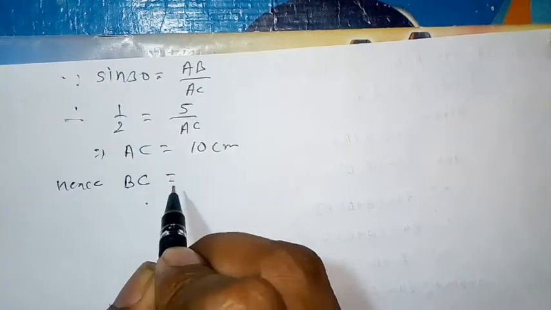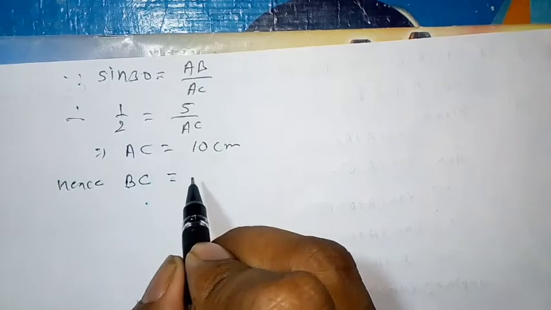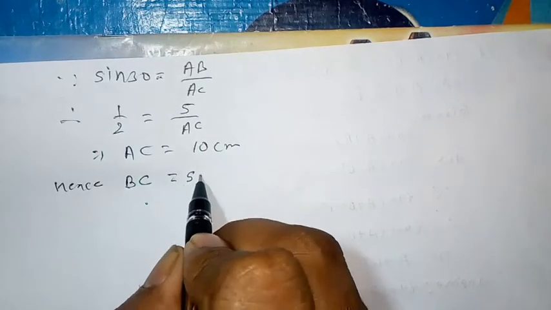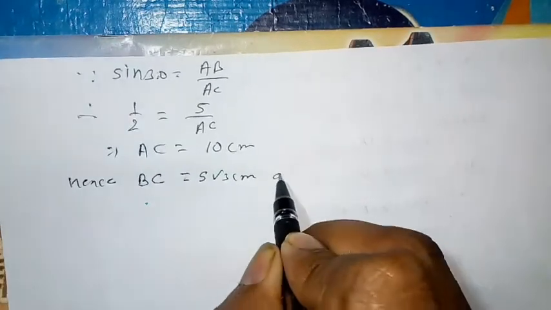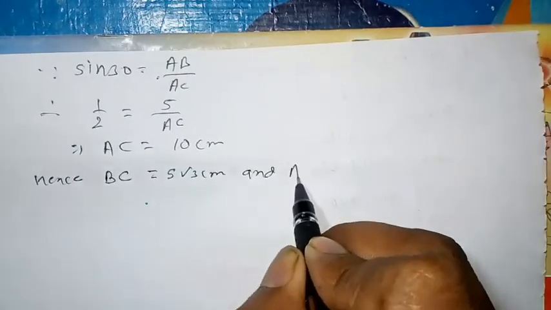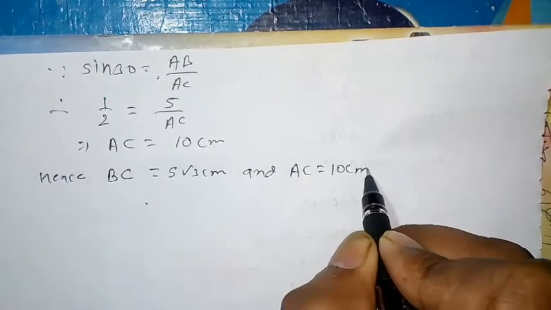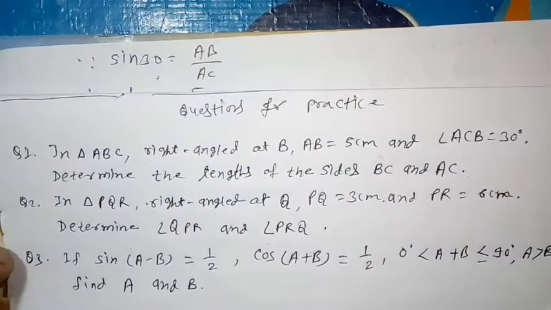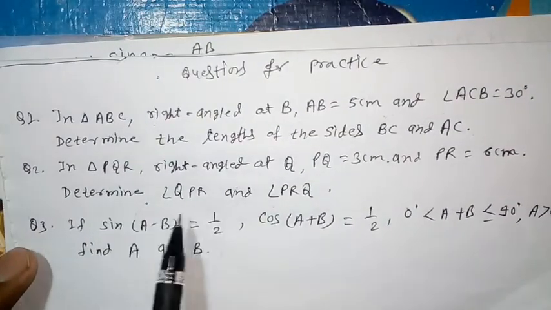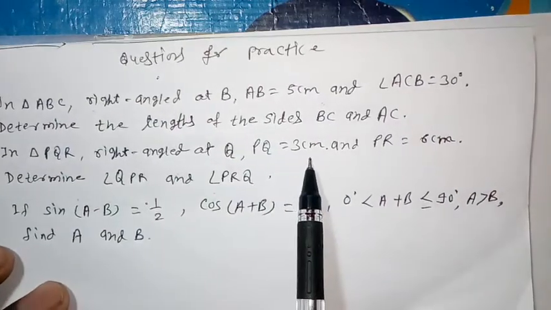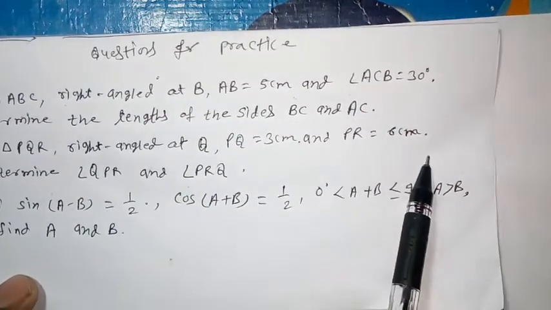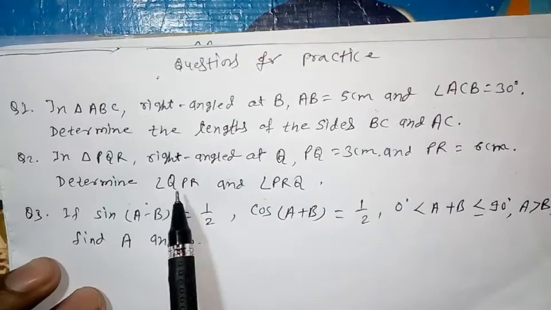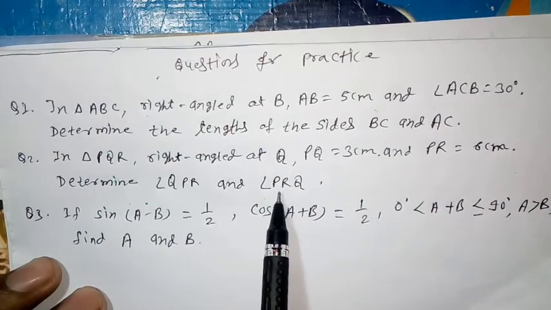Hence BC is equal to 5 root 3 centimeter and AC is equal to 10 centimeter. Answer. The next question, question number 2. In triangle PQR, right angle at Q, PQ is equal to 3 centimeter and PR is equal to 6 centimeter. Determine angle QPR and angle PRQ.